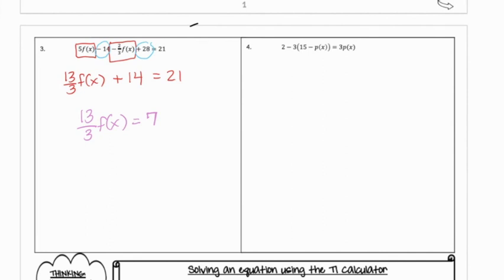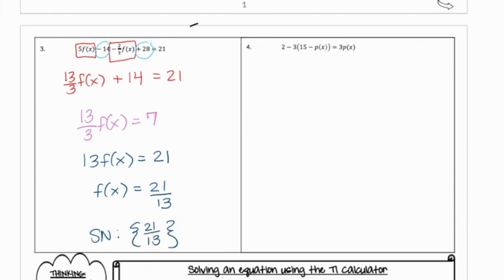So I get 13/3 f of x is equal to 7. How did I get 7? I subtracted 14 from both sides. I sometimes do not show all my work because at this level, you should all know the process of solving an equation. So now I'm going to cross multiply. You end up at... So your final answer should be 21/13.